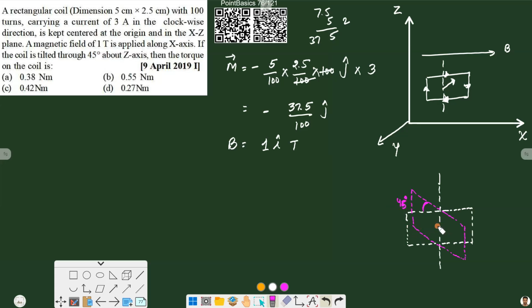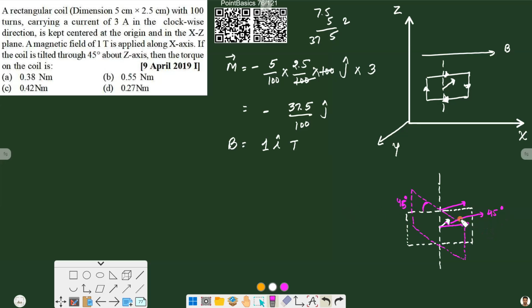Due to this, initially the magnetic dipole moment of the coil was in, suppose, the negative y axis. This was the initial direction of the magnetic dipole moment, and now the new direction of the magnetic dipole moment is something like this. And if I plot them together, they will look like this, and the angle between them is 45 degree.